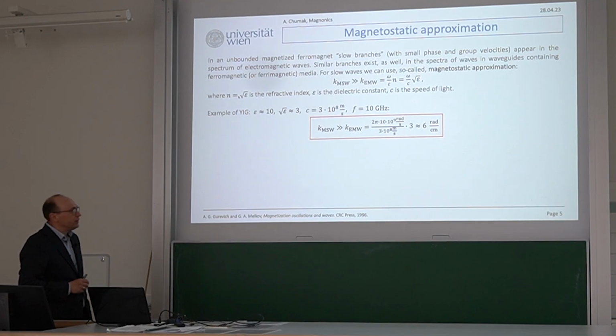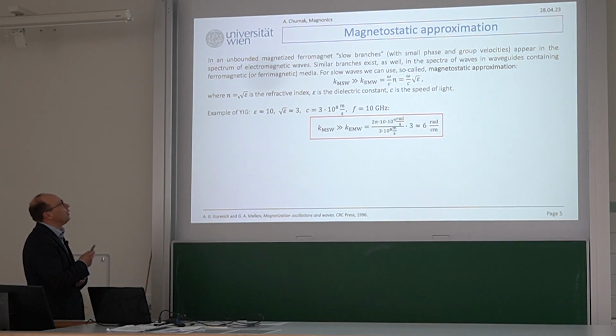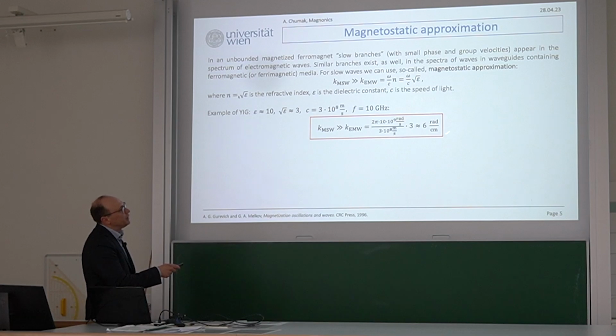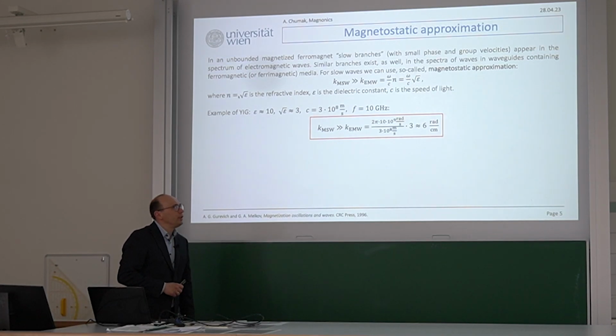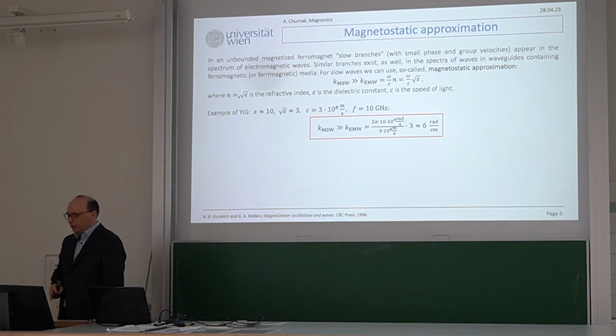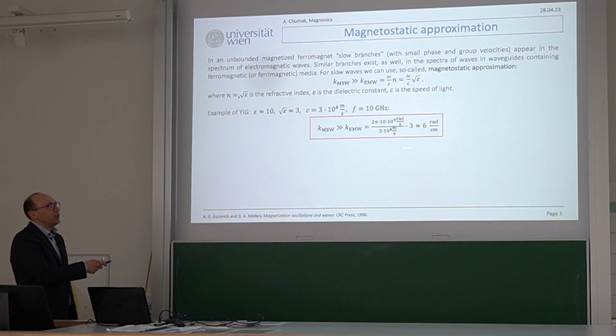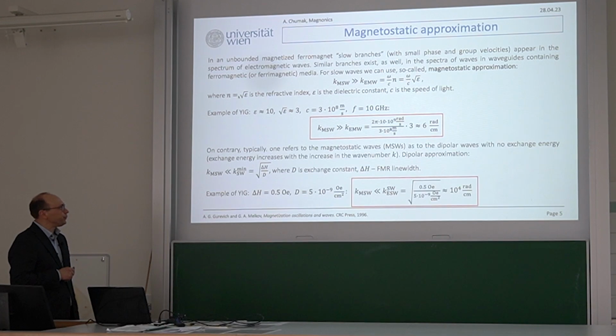Let us see where it is located. How large should be our k? Example, yttrium iron garnet, epsilon 10, square root is 3, speed of light, frequency, let's take 10 gigahertz. So it means that your k should be more than 6 radian per centimeter, or much more than 6 radian per centimeter, and then you can deal with magnetostatic approximation.